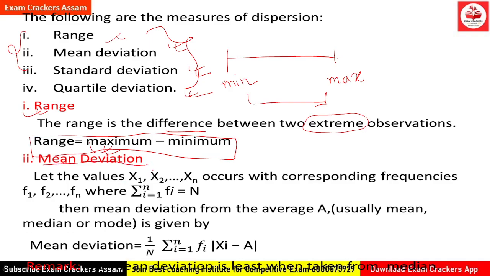The next point is mean deviation. To understand this, let us consider some values with some frequency. Let x1, x2, ..., xn occur with corresponding frequencies f1, f2, ..., fn, where summation fi is N. These symbols are familiar from the last class. Then the mean deviation from the average A. Why do we say A? Because this average can be mean, can be median, can be mode. So in general we have written it as capital A. So the mean deviation is given by 1 by N summation fi mod of xi minus A.